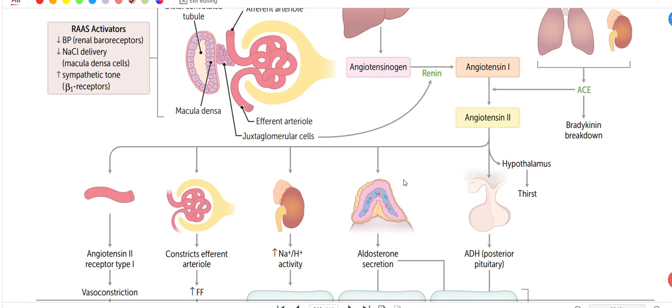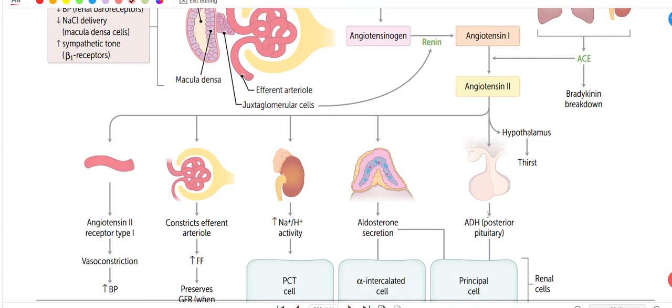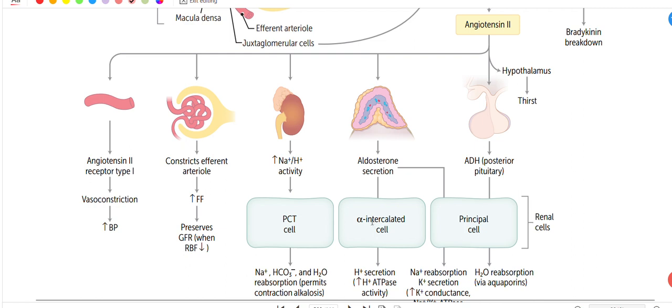And then in the kidney, angiotensin 2 also increases aldosterone production. That is the reason it's called the renin angiotensin aldosterone system. Aldosterone acts on the collecting tubule, and in the collecting tubule, it acts on two cells, alpha intercalated cells and principal cells. In the alpha intercalated cell, we lose proton. Proton is excreted. In principal cells, we lose potassium.